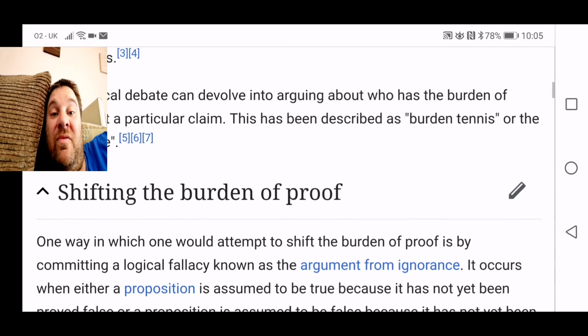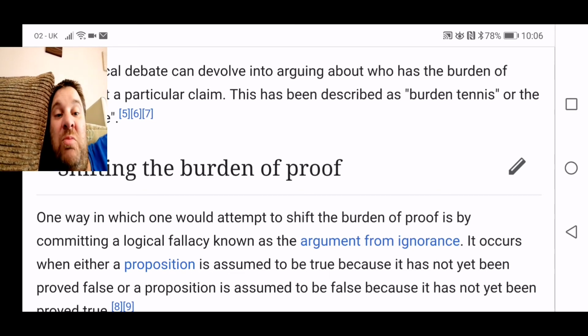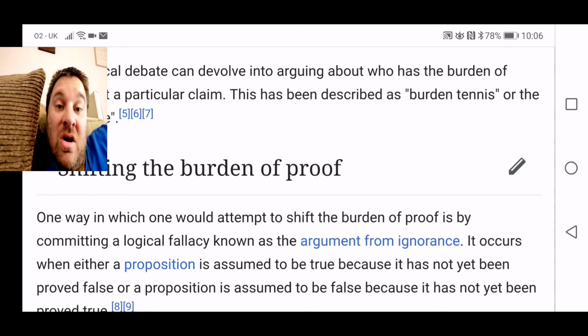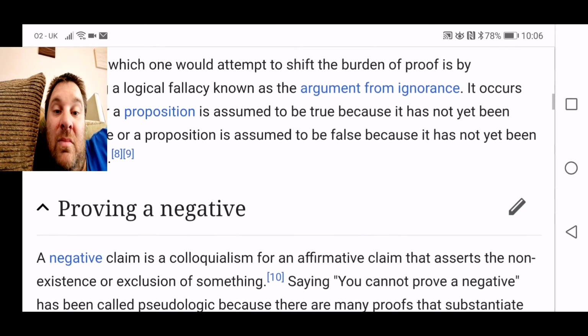Shifting the burden of proof. One way in which one would attempt to shift the burden of proof is by committing a logical fallacy known as the argument from ignorance. It occurs when either a proposition is assumed to be true because it has not yet been proved false, or a proposition is assumed to be false because it has not yet been proved true.